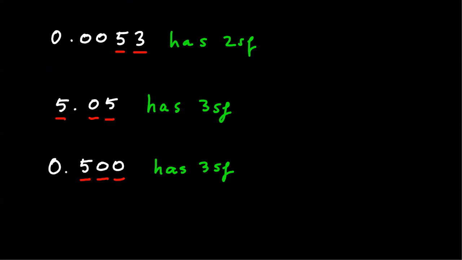Now let's try rounding some numbers to significant figures. So let's start by rounding 809 to two significant figures. So we start by going to the second significant figure, which is 0. And then we look at the next digit along, which is 9.